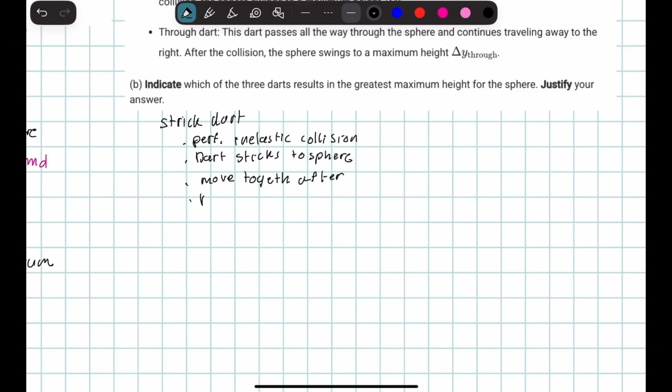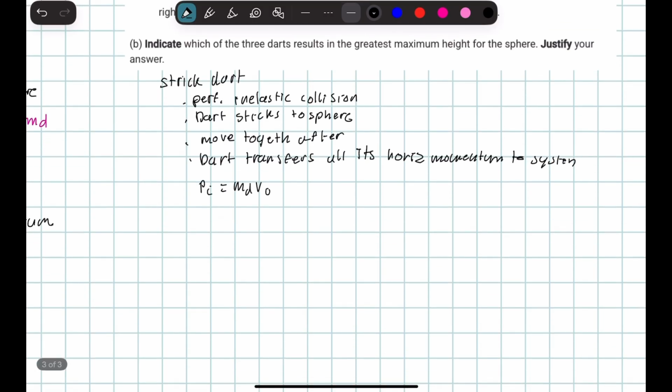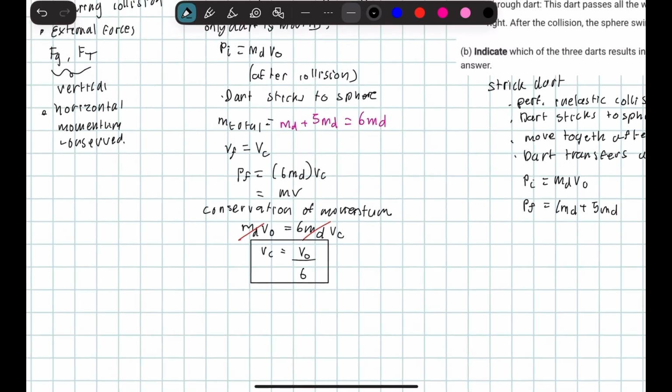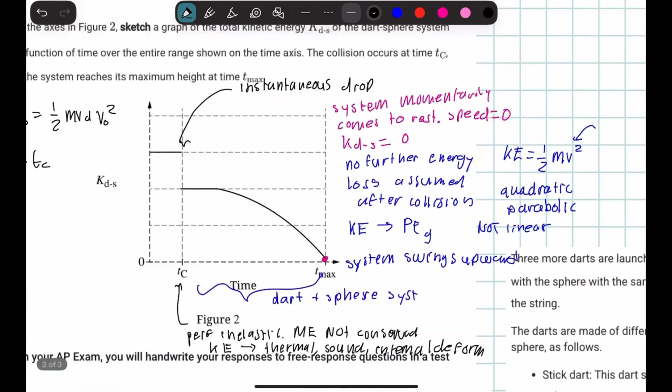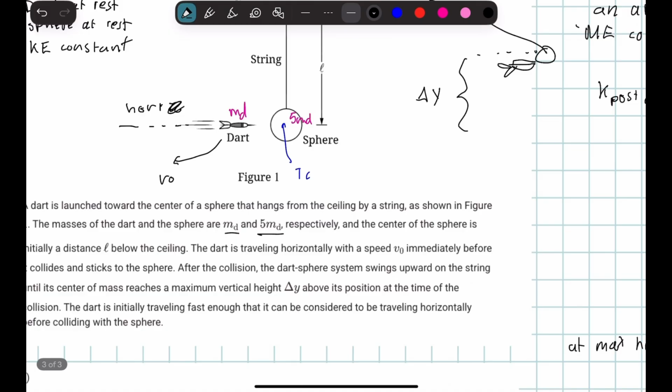So that means that the dart transfers all its horizontal momentum to the system. So we can write that P initial is equal to md V initial. And then the final momentum, because it's perfectly inelastic, is just going to combine. So that's md, the dart, plus the 5md that we had earlier.